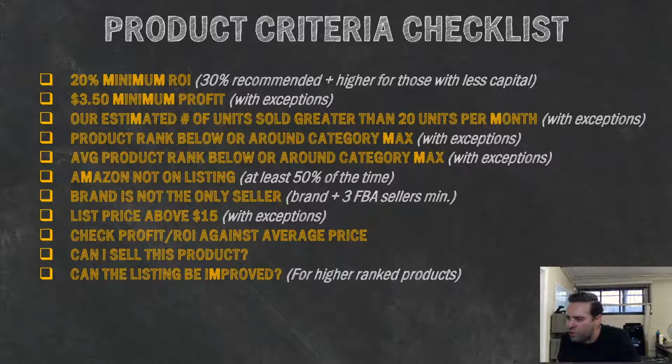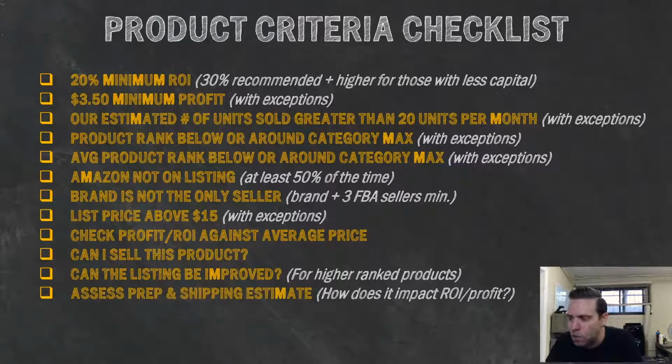And in parentheses, I wrote for higher ranked products because when you're looking at some of the example products that we just had, things that are ranked really, really well, even if the listings are not great, I typically don't like to mess with products that are already ranked well, good listing or bad, because if they are ranked well, I don't want to do something that could negatively impact that. Another thing, assess your prep and shipping. Estimate, is the product heavy? Is the product fragile? How is this going to impact my ROI and my profit?